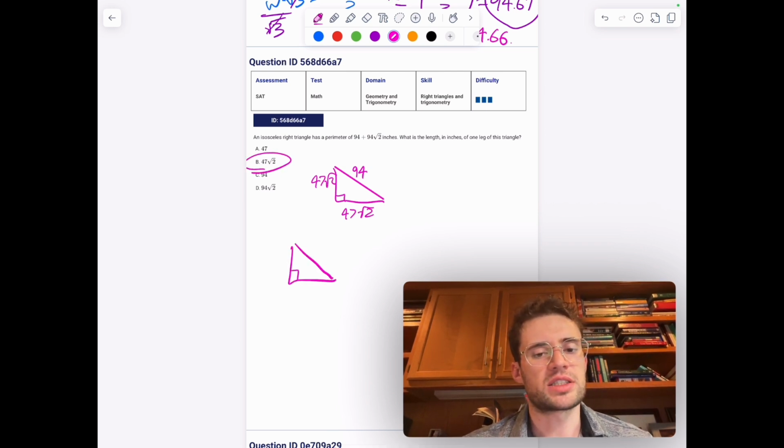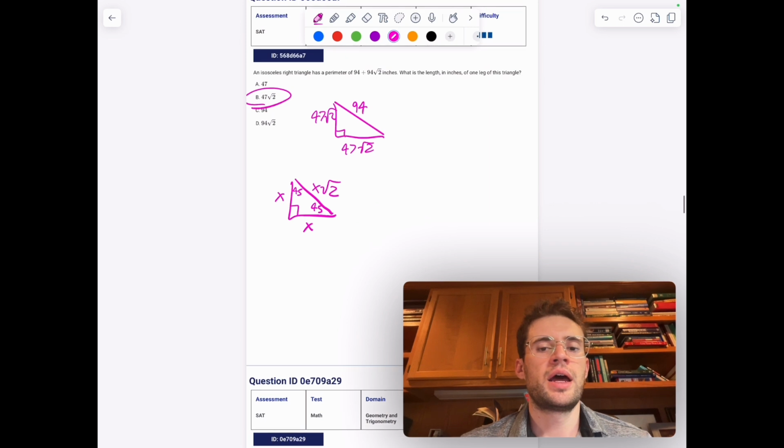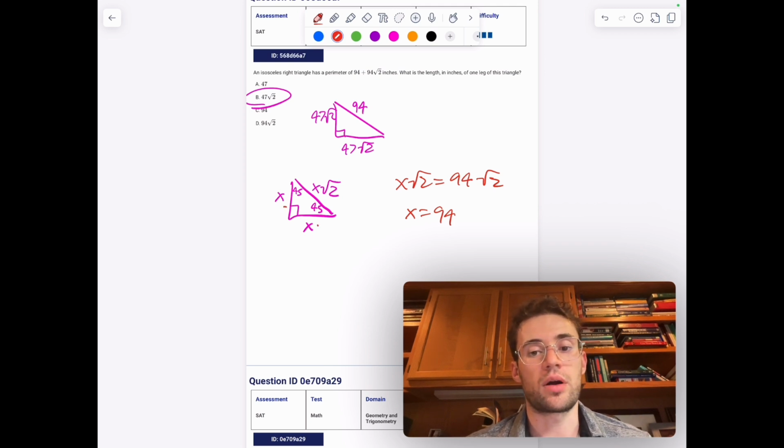Right, if we know it's an isosceles right triangle, 45, 45, 90, the ratio of the sides is x, x, x root 2, like that. So either the 94 root 2 would be this x root 2, or it would be the sum of the two x's. Now, the reason that x root 2 can't be 94 root 2 is that would mean x is 94, and then to get the perimeter, you'd have to add two x's, and it would be 94 plus 94, so that would be 188, right? So it should be 188 plus 94 root 2.